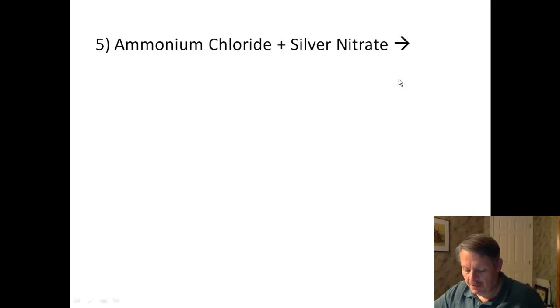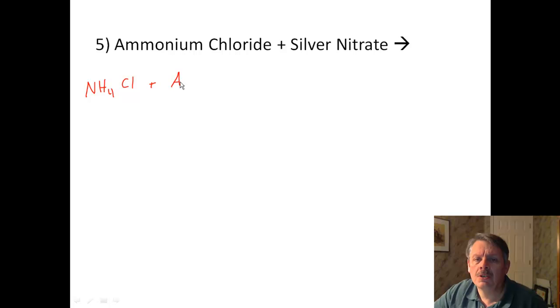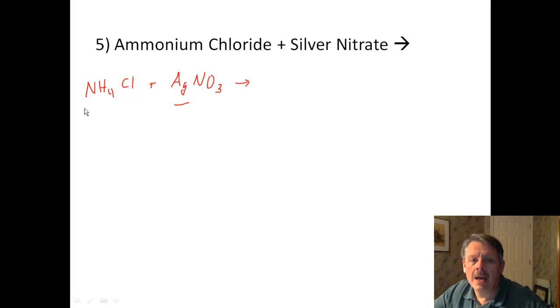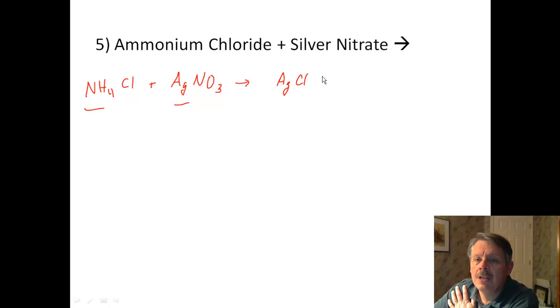How about number 5? Number 5 is ammonium chloride and silver nitrate. Now we've got to write them from words. Okay, ammonium, NH4, chloride, Cl, plus silver, Ag, nitrate, NO3. And that's going to produce, well, let's see, my 2 cations replace each other. So I get AgCl plus NH4NO3. All right, well, that's step 1.